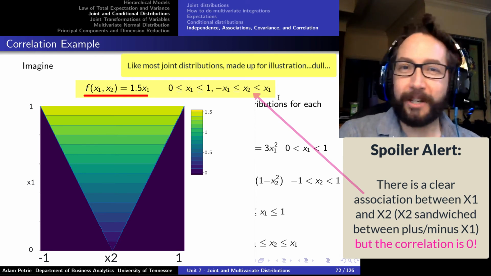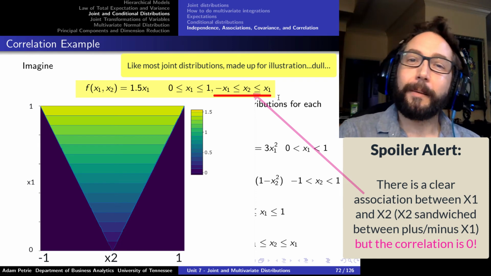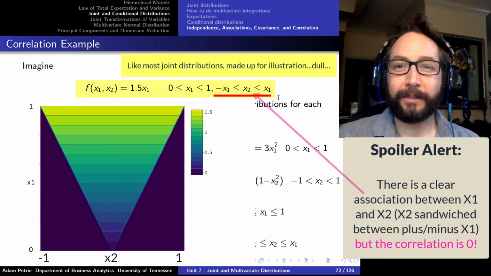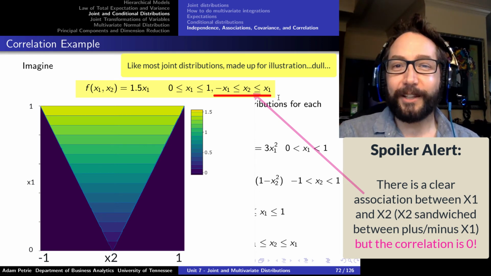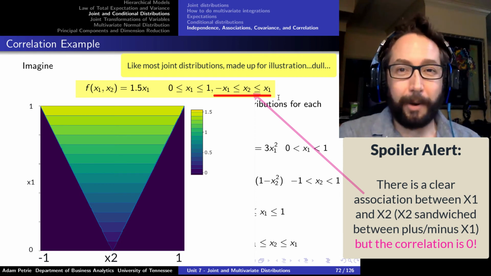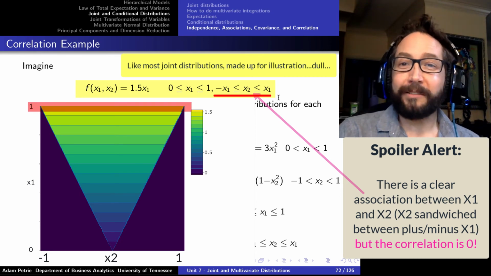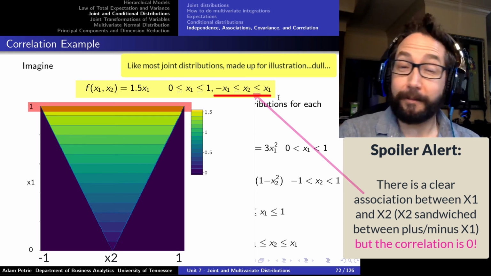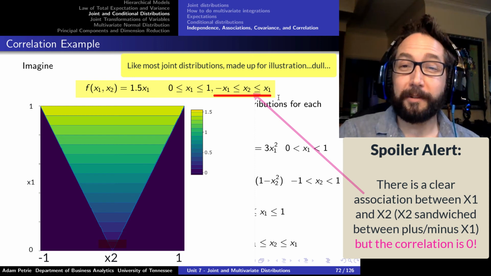What we have is x1 can be anywhere between 0 and 1. x2, though, has to be within -x1 to +x1. So by definition, there is some sort of association going on. Knowing the value of x1 narrows down what possible values of x2 I might see. If x1 is, say, 1, well, x2 can vary over a really big range. If x1 is very close to 0, I know x2 is going to be really close to 0 as well.